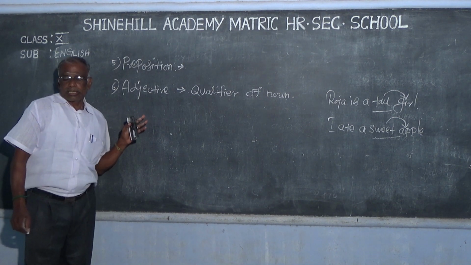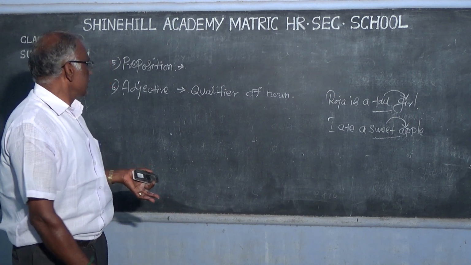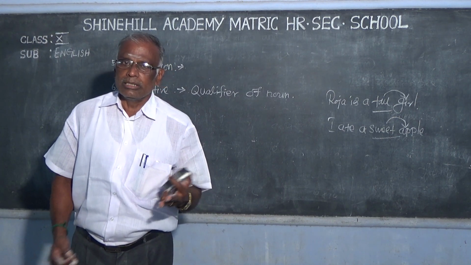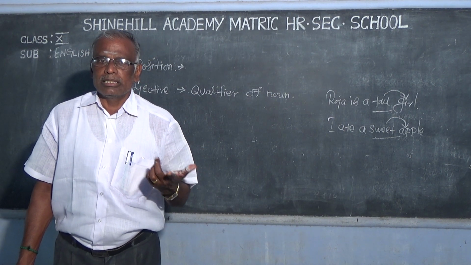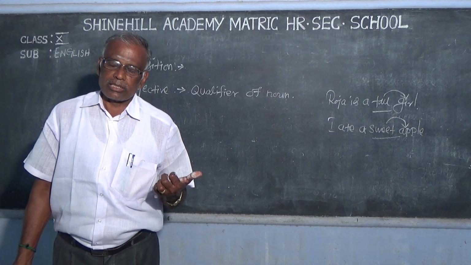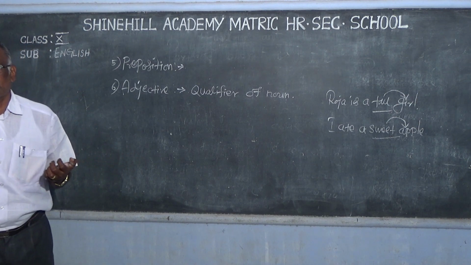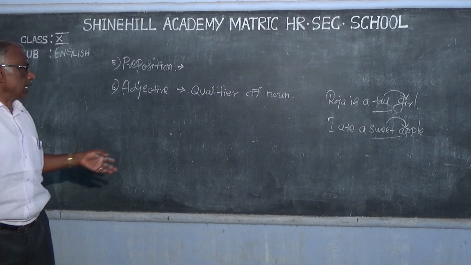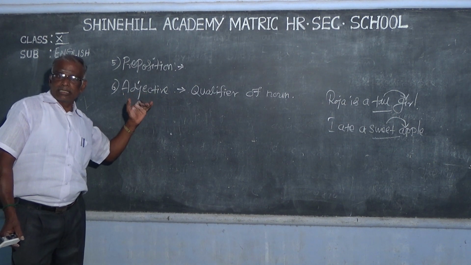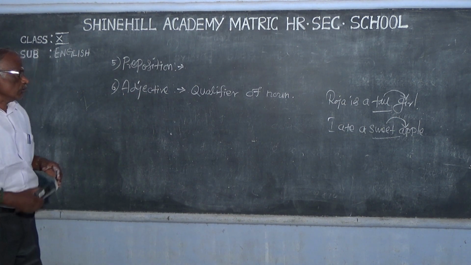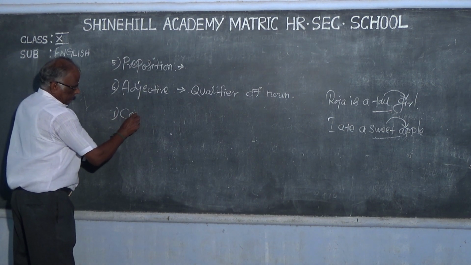So regarding the parts of speech, we have seen six. The first one is noun, second one is pronoun, third one is verb, fourth one is adverb, fifth one is preposition, and the sixth one is adjective. I think all of you have a clear idea regarding these. Now let us move to the seventh, conjunction.